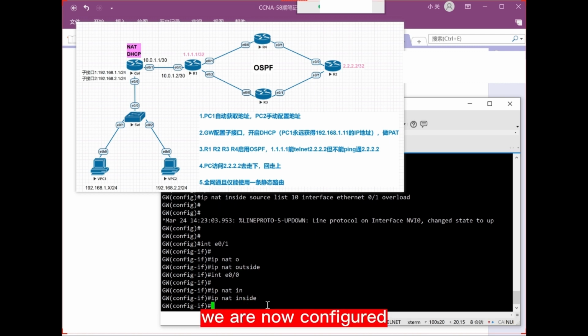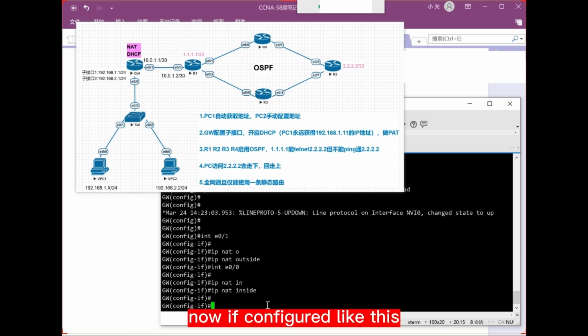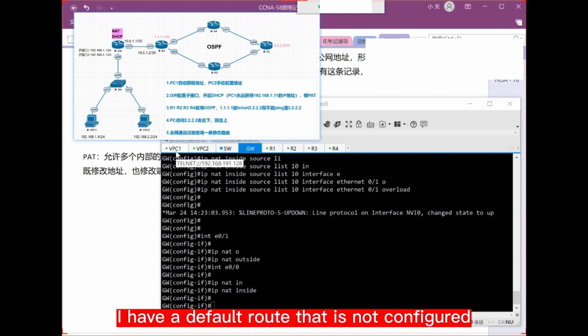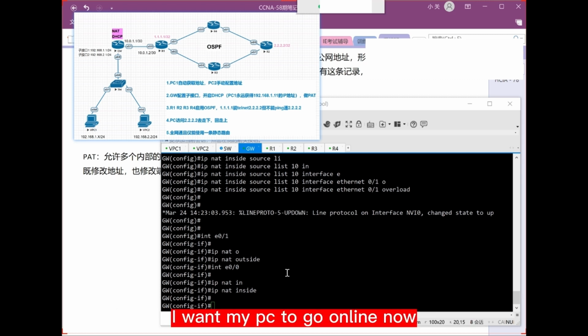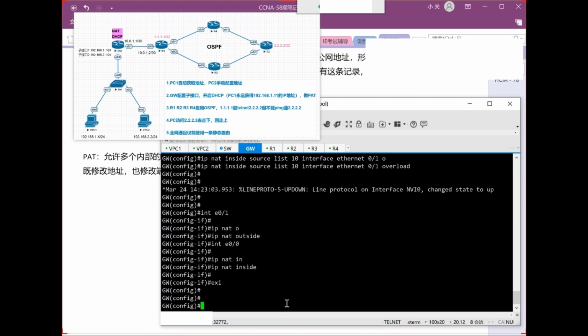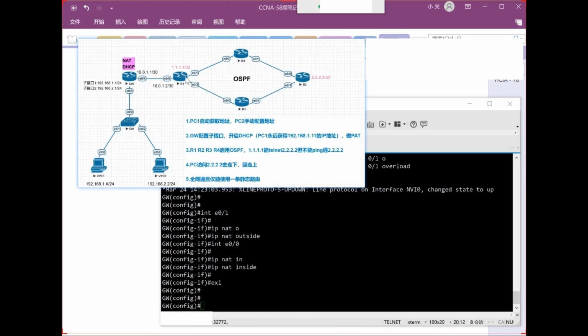We are now configured. Now if configured like this, do you think it will work? Whether it can pass or not. We have a configuration that we did not do: I have a default route that is not configured. I want my PC to go online now. Assuming we let it go out through this R1, for example, I let it ping the R1 interface. In short, this is an external address.